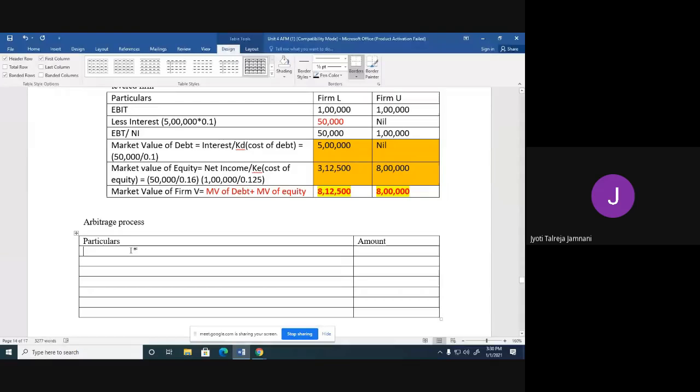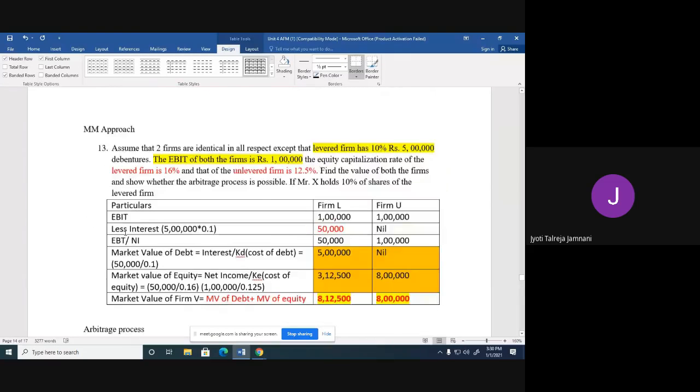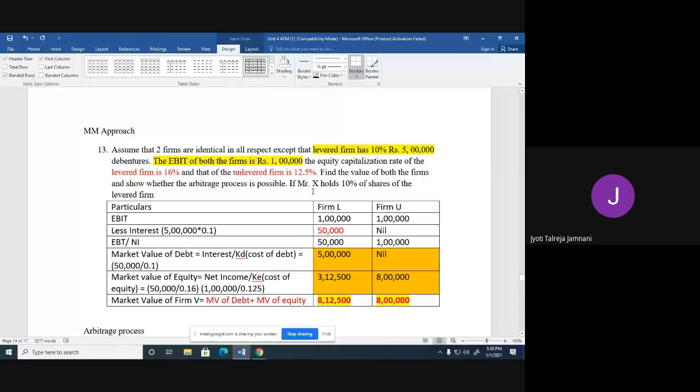So let's start now. Just see here, all of you. First, I'll take you to the question and make you understand what they're trying to say. They have asked you to find the value of both the firms. So we have found it here, 8,12,500 and 8 lakh, and show whether the arbitrage process is possible. So I'll just tell you what arbitrage is again. In short, arbitrage is nothing but buying from the company whose value is low and selling in the company whose value is high. So we are buying shares of the company which is undervalued, and we are selling shares of the company which is overvalued.